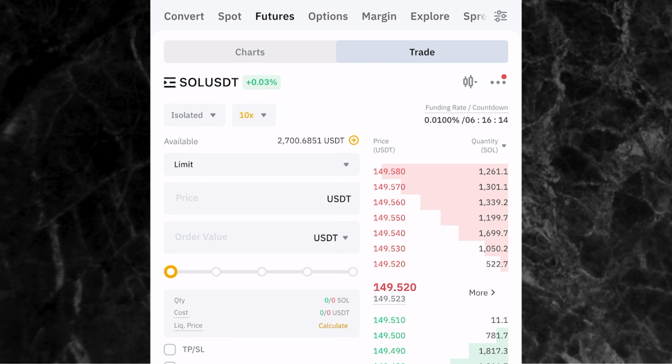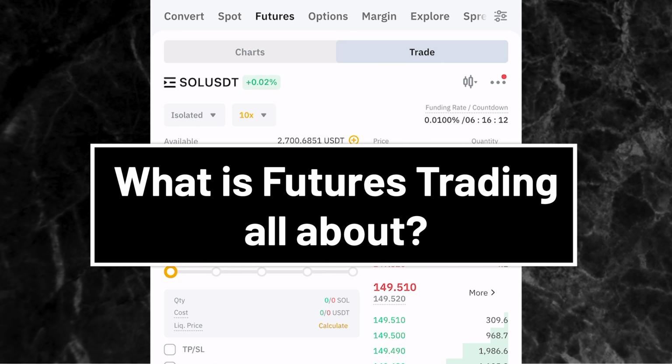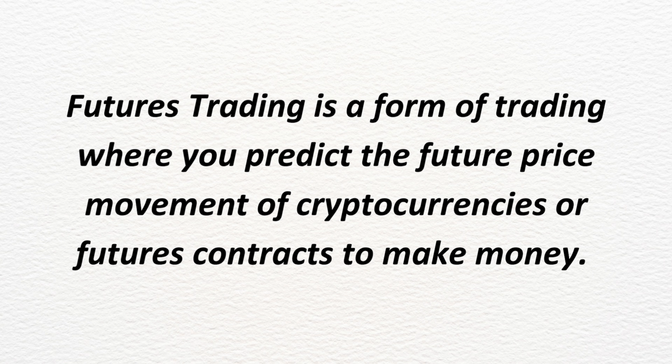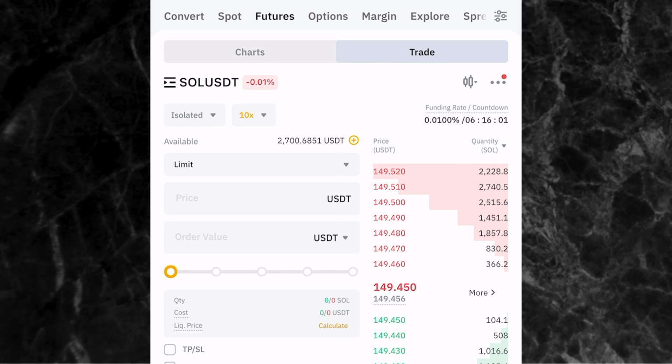Now, the next thing I want to talk about is what futures trading is all about. Futures trading is a form of trading whereby you predict the price movement of cryptocurrencies or futures contracts to make money for yourself. If the price movement goes according to your prediction or analysis, you make money, but if it goes against you, you lose money. That's basically it. It is different from spot trading, because spot trading is a kind of trading whereby you have to buy that coin, and if that coin goes up in value, you make money, and if it goes down in value, you lose money. But for this one, you're only predicting the price movement of futures contracts.